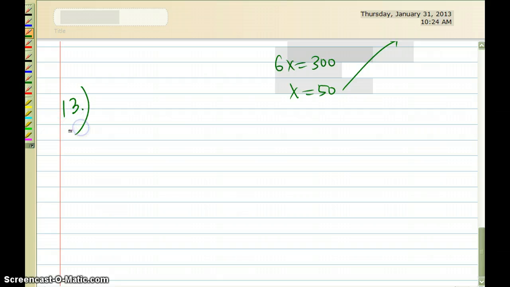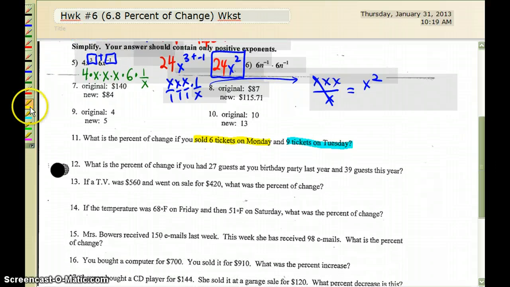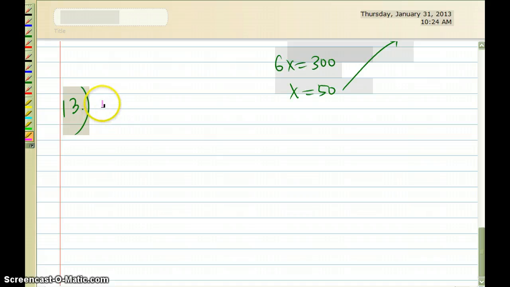Number 13, if a TV was $560 and then went on sale for $420. So here we have a TV, there's a keyword there, was, and then it went on sale, so there I see a percent, some prices decreasing here, so I know that's going to be a decrease. It's going on sale, so that's going to be a keyword here, sale. So I know that if I go back here, I'm so sorry for moving around so much, but the old price, original price was $560, and then the new price would be $420.